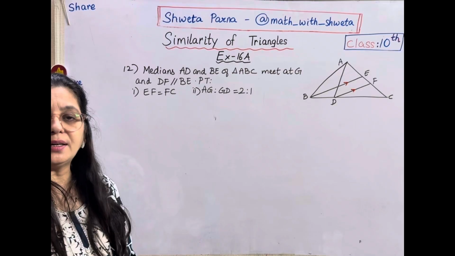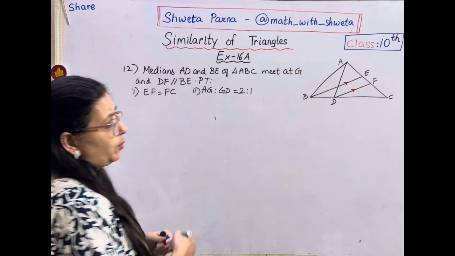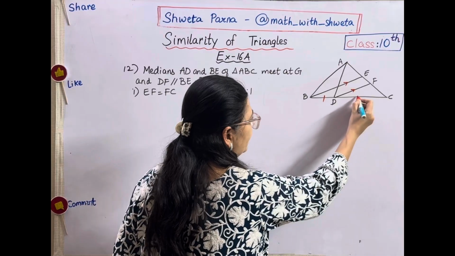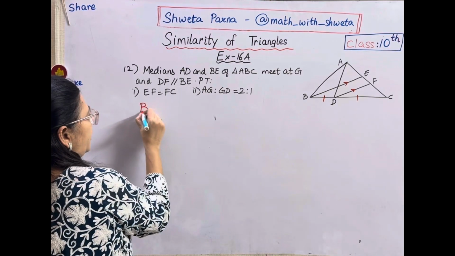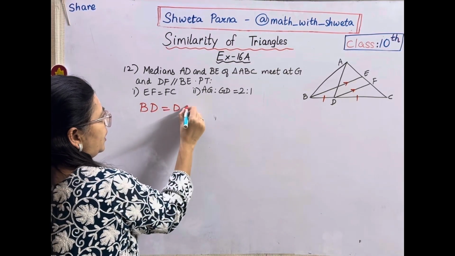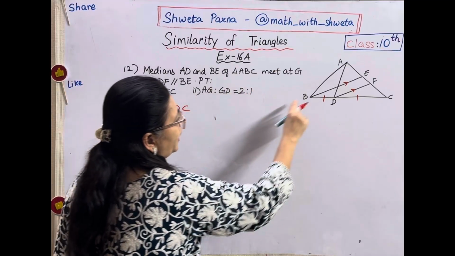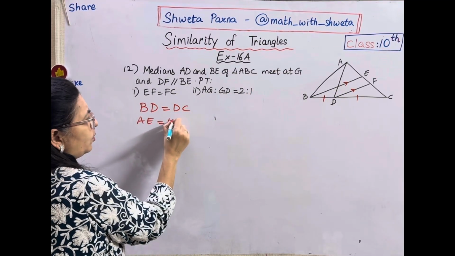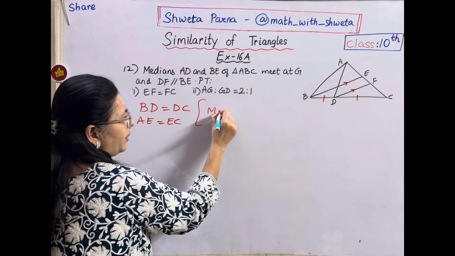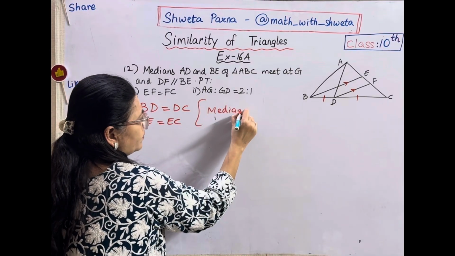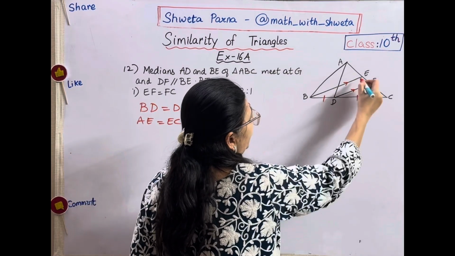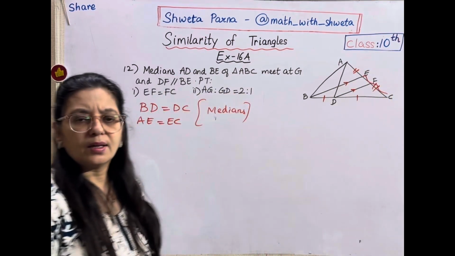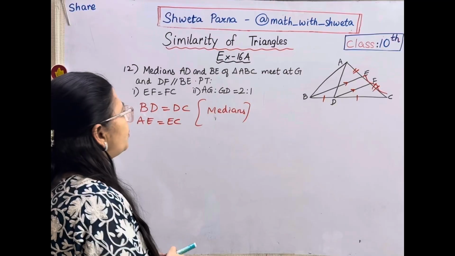Median AD. Median AD means what? It will divide the line segment into equal halves. That means BD is equal to DC. And also BE is a median. That means AE is equal to EC. These are medians, right? So this is equal to this.